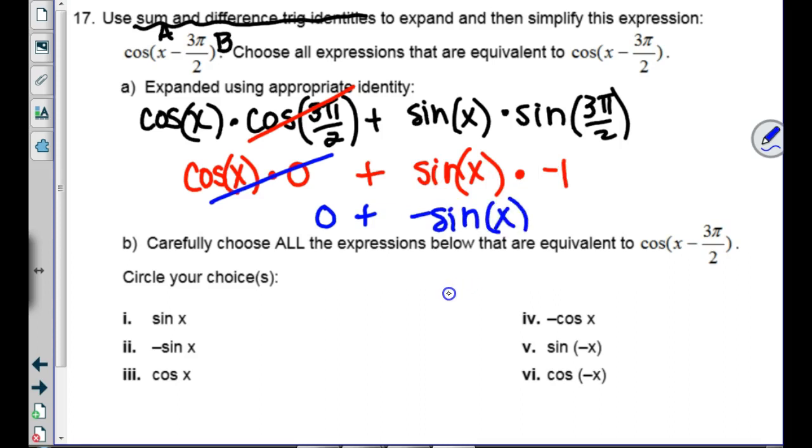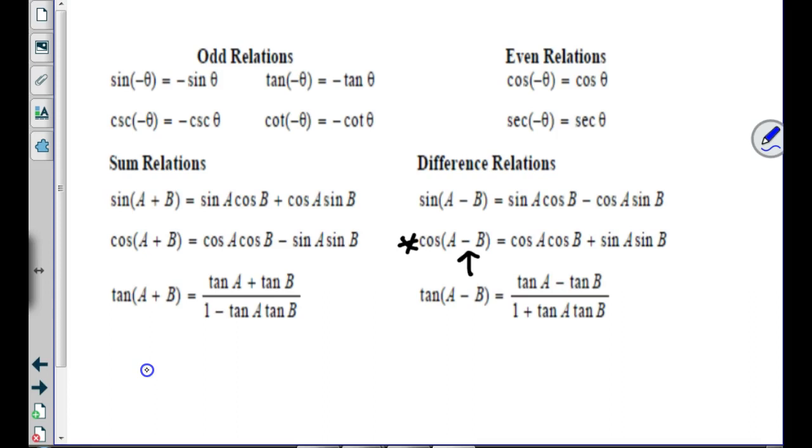And this is -1 times the sine of x, or negative sine of x. But please listen when I say this. Carefully choose all the expressions below that are equivalent to this. So we got this answer, which is choice 2 here. Everybody good? But if you look at the reference sheet, is there something that's equivalent to that?